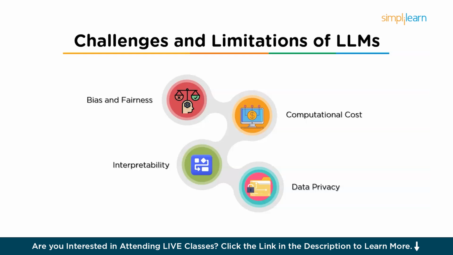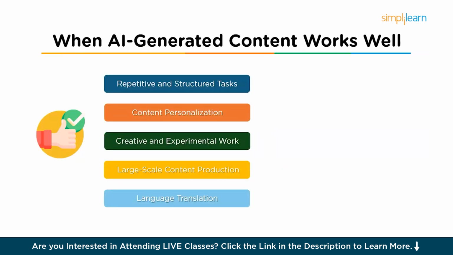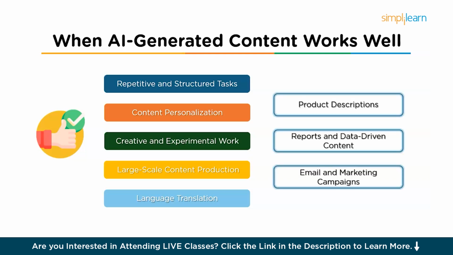Next, let's see when AI generated content works well and when it doesn't work well. First, let's see when AI generated content works well. The first one is in repetitive and structured tasks. AI excels in generating content for tasks that follow a predictable structured pattern. This includes tasks like product descriptions. AI can generate bulk product descriptions, particularly when the format is consistent.